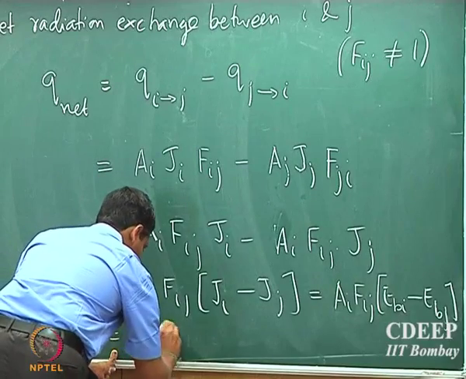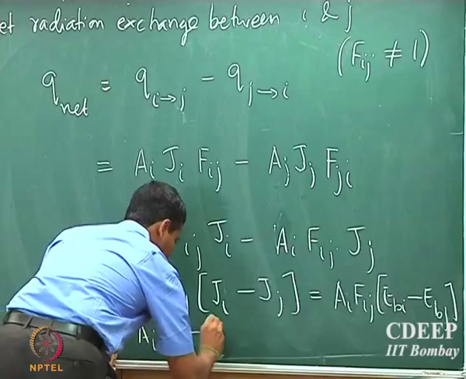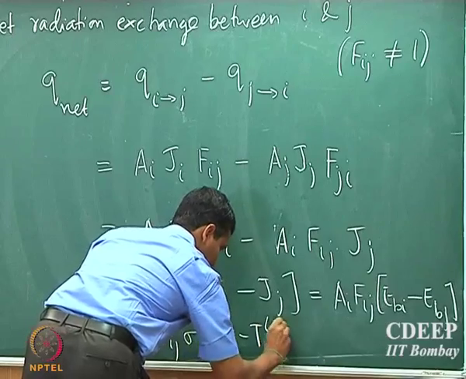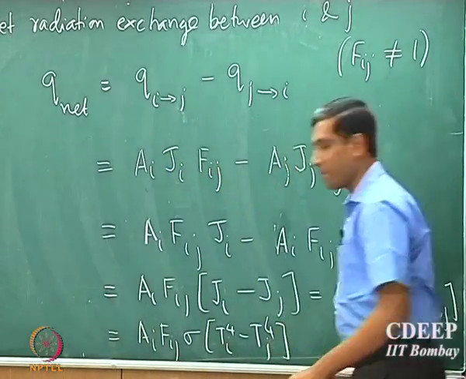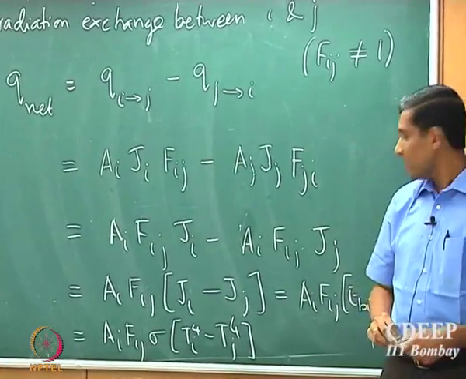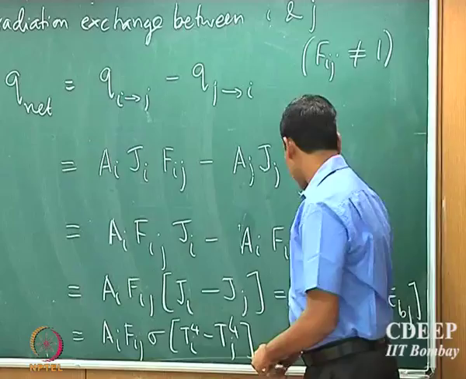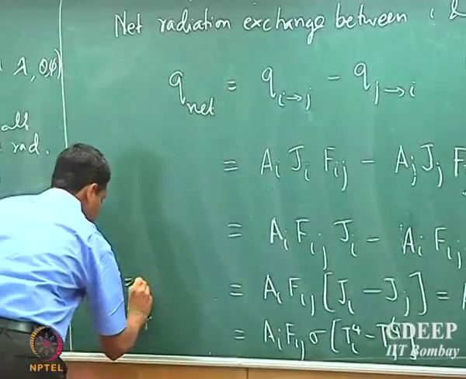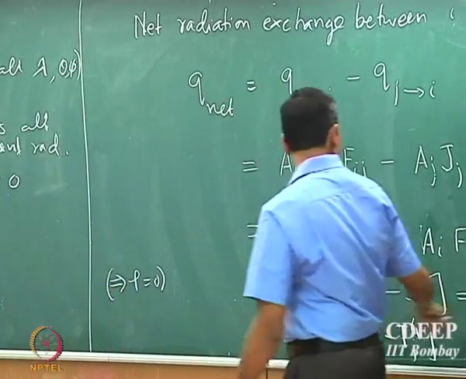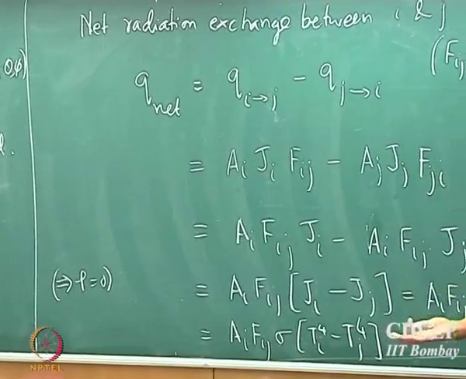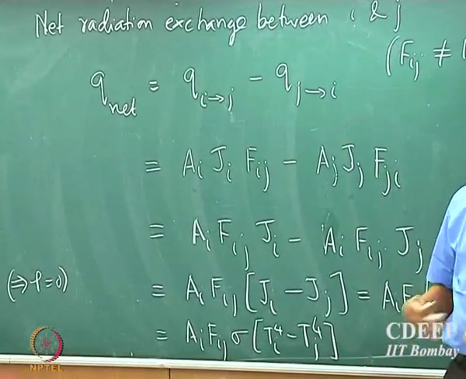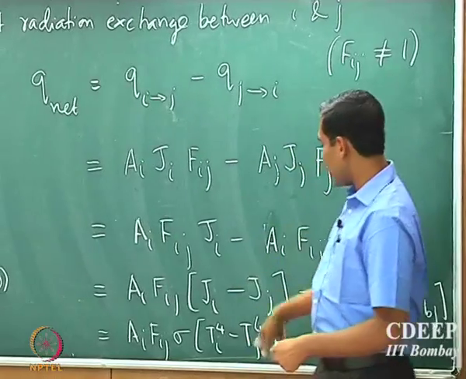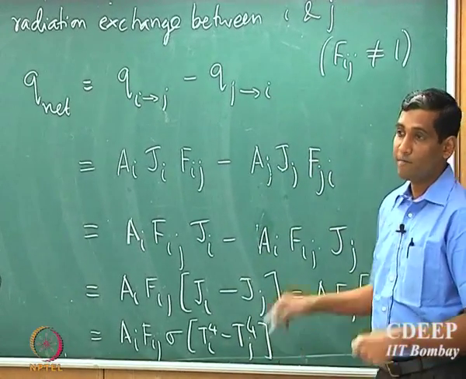Ai Fij sigma (Ti to the power of 4 minus Tj to the power of 4). Okay, because there is no reflection, so note that this is because reflectivity is 0. Okay, that's why Ji is equal to Ebi. There is no reflection from any surface, it's all the emission from that surface. So the net radiation exchange between the surfaces is this quantity.